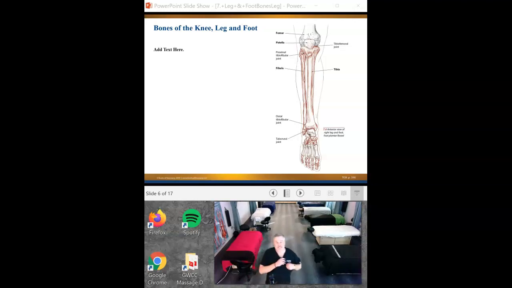Hello, Miss Hendrickson. Which leg bone is the thicker and more medial one? The tibia. Thank you, ma'am.